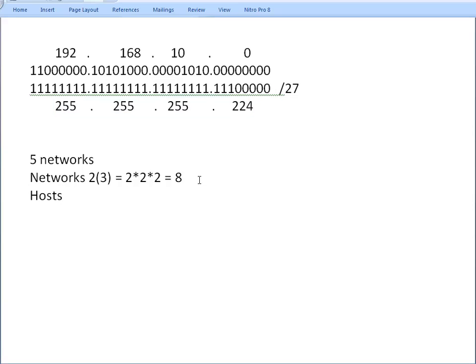How many hosts are we going to get? So 2 to the power n minus 2, where n will be 5 because we have 5 zeros: 1, 2, 3, 4, 5. So the formula will be 2 times 2 times 2 times 2 times 2, 5 times. 2 times 2 is 4, times 2 is 8, times 2 is 16, times 2 is 32. So this equals 32 minus 2, which gives us 30. So if we borrow 3 bits, we'll get 8 networks. Each network will have 30 hosts. Done.